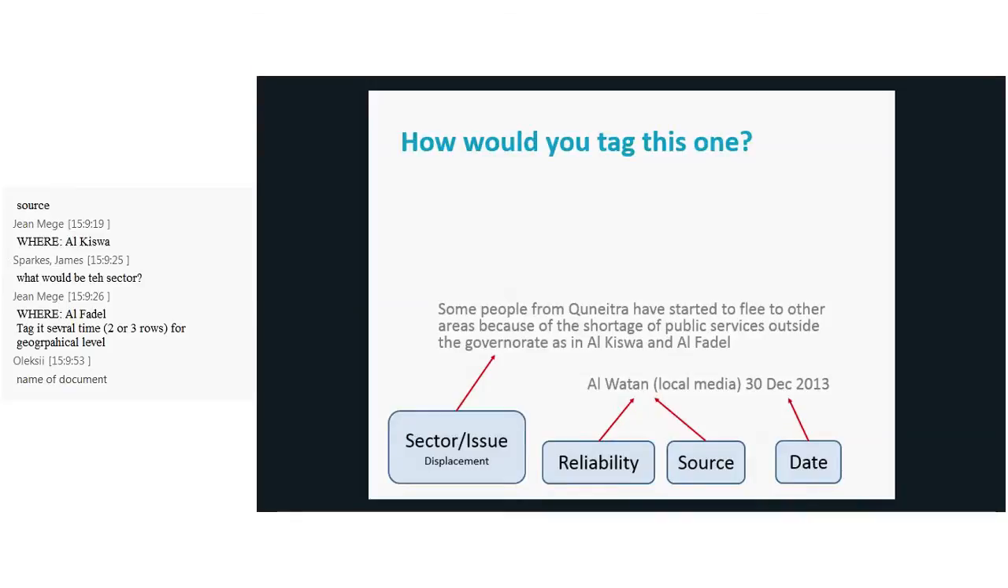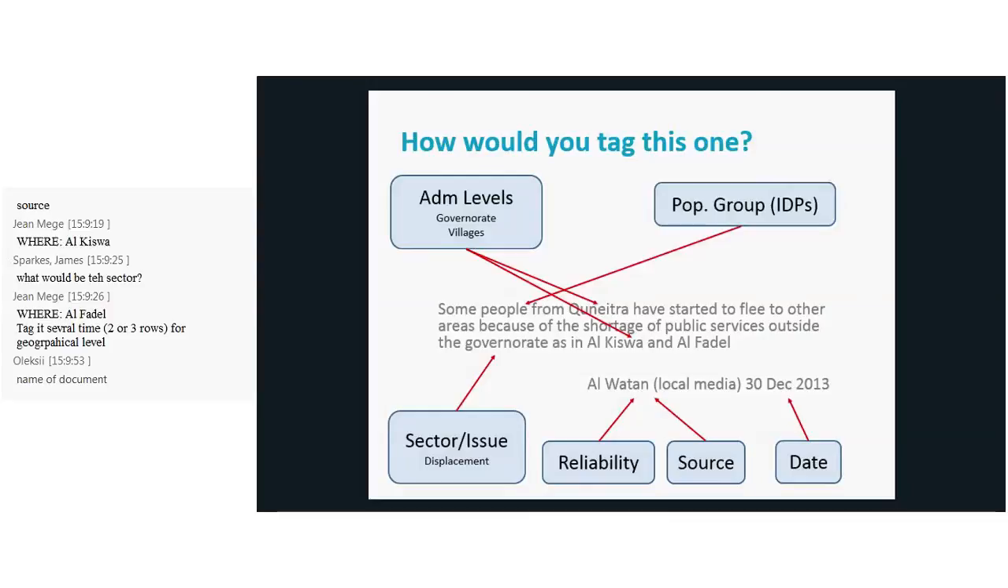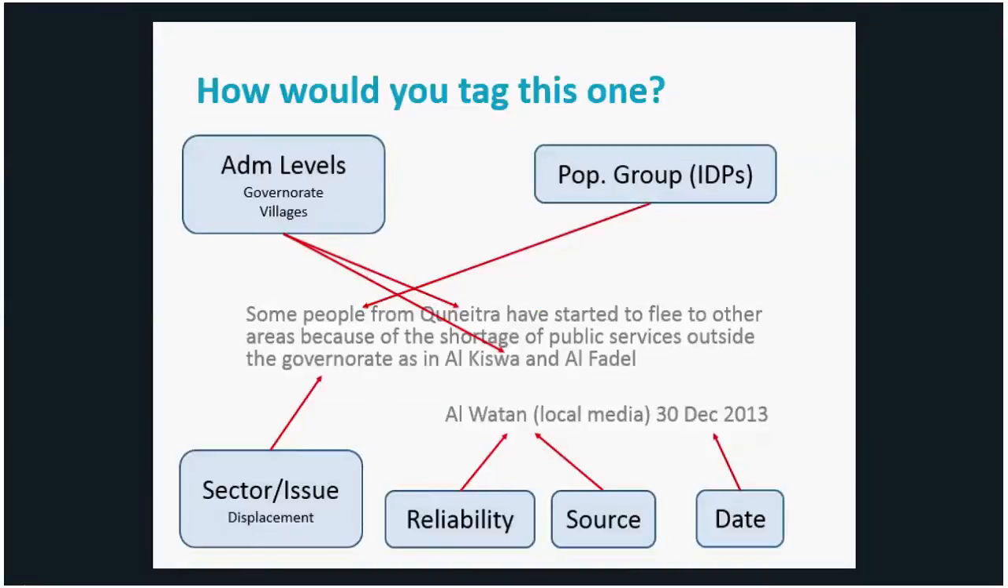Sector and the issue: displacement. We have admin levels in this case. We're both in the governorate of Quneitra, but we also have the villages of Al-Kiswa and Al-Fadel. Population groups: IDPs. There's a suggestion here that you could tag that several times across several rows if there are different geographical levels as there are here. Yes, or you can have several filters. I will not go back to the Excel sheet now, but on that one we had country, and we also had further down the administrative levels. They were then just left open if the piece of information didn't give any further one.